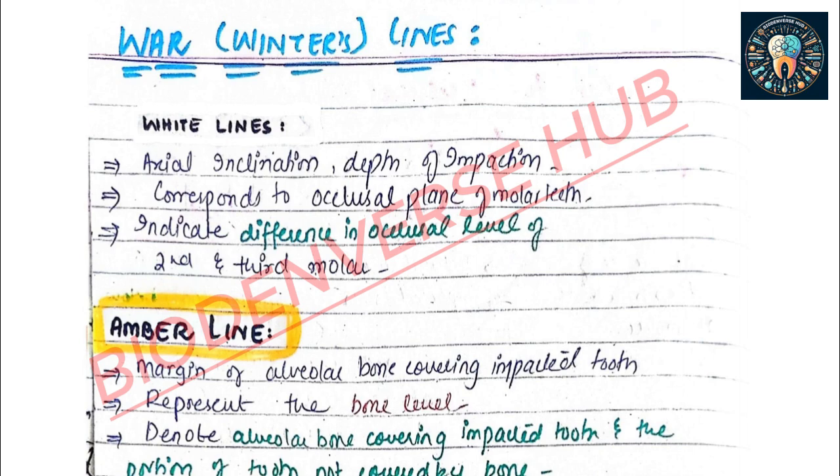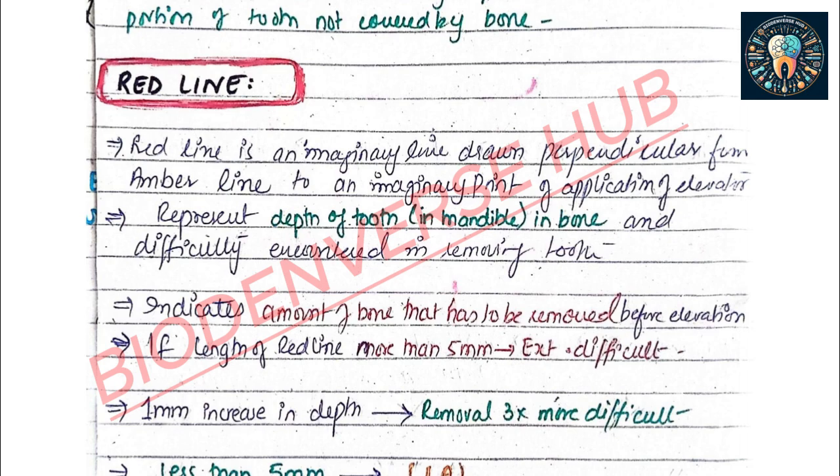The amber line is basically the margin of the alveolar bone covering the impacted tooth. It represents the bone level. It denotes the alveolar bone that is covering the impacted tooth and the portion of the tooth that is not covered by the bone. After that, we will be discussing the red line.